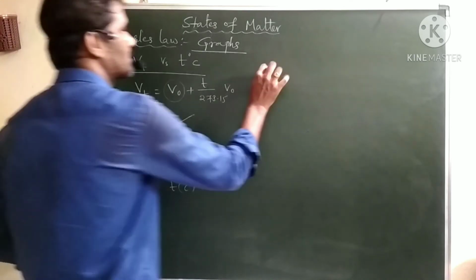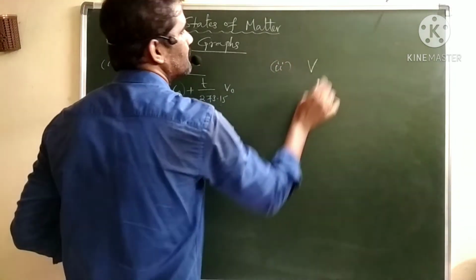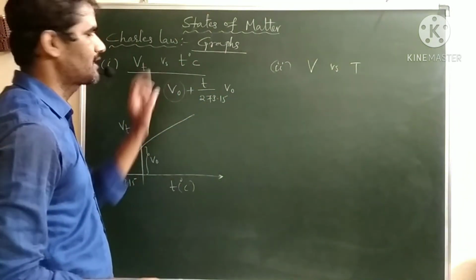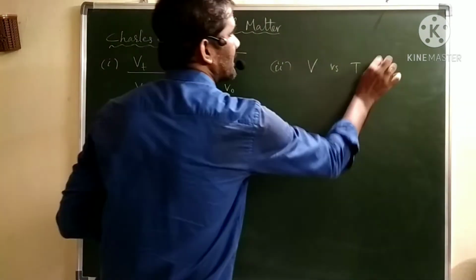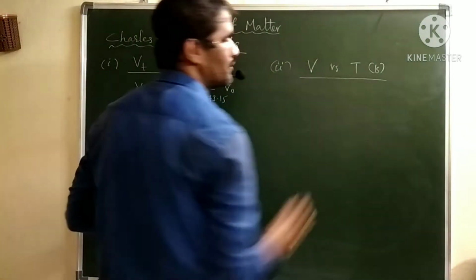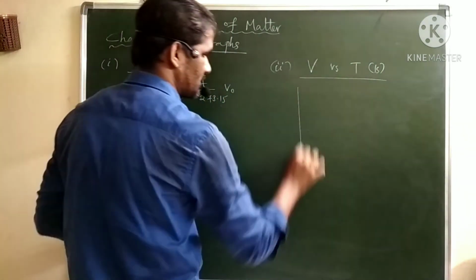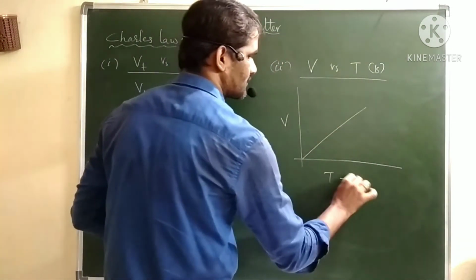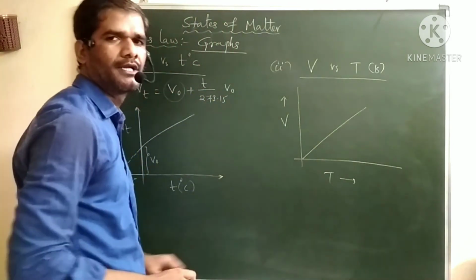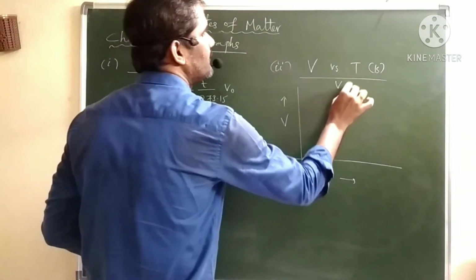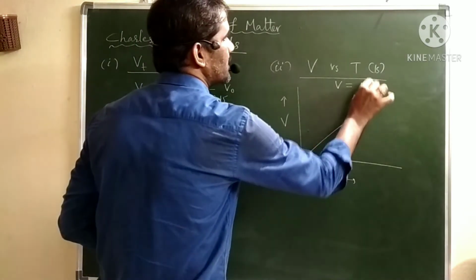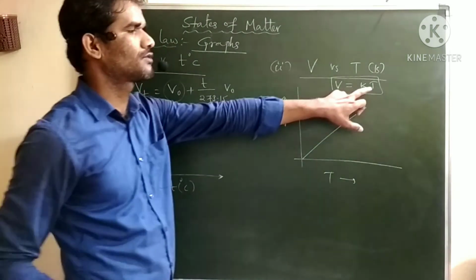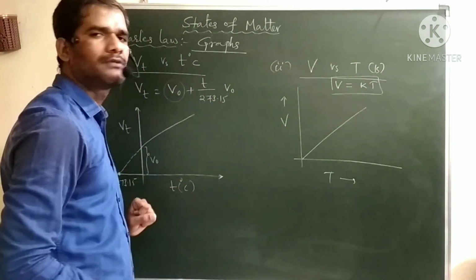Now similarly, one more graph. If I take the graph of volume versus temperature in kelvins. This is temperature in degrees Celsius and temperature in kelvins. In the case of Kelvin, the lowest temperature is 0. Then the graph becomes like this. So here the graph starts from the origin. Why? Because we have the relation V is equal to some constant into temperature. So it is a y equals mx type graph. This is with respect to kelvins and this is with respect to degrees Celsius.